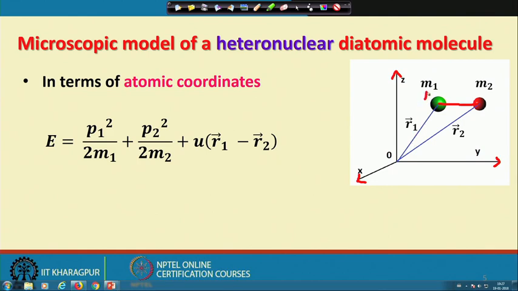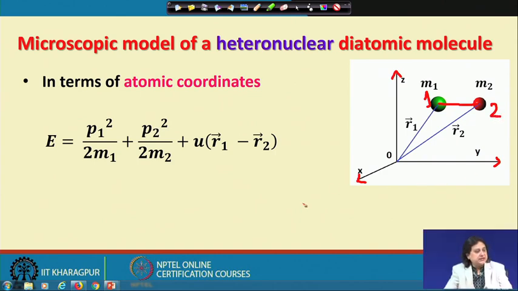So, let us go back and say that, well, if this particle 1 is having a mass m1 and if this particle 2 is having a mass m2, then the total energy of the system will have one term corresponding to the kinetic energy of particle 1, another term corresponding to the kinetic energy of particle 2, plus one potential energy term which is given by u, and that usually depends on the difference in the position vectors R1 and R2. Okay. So, that means this must be this position vector.